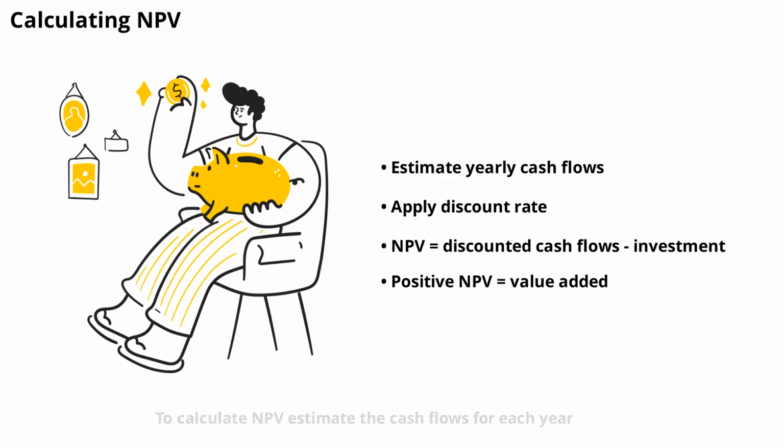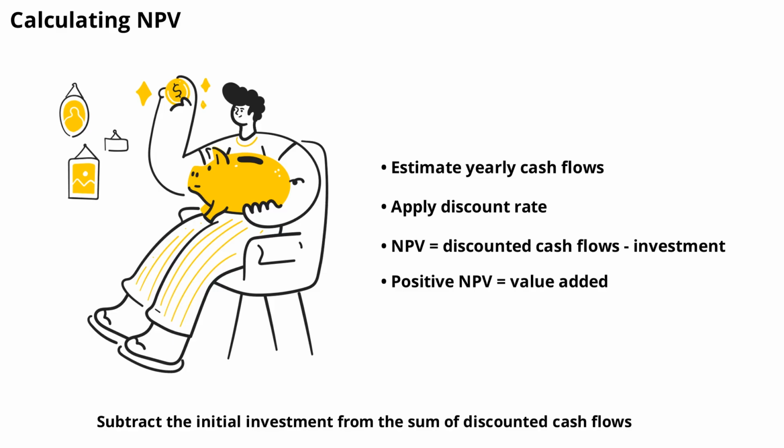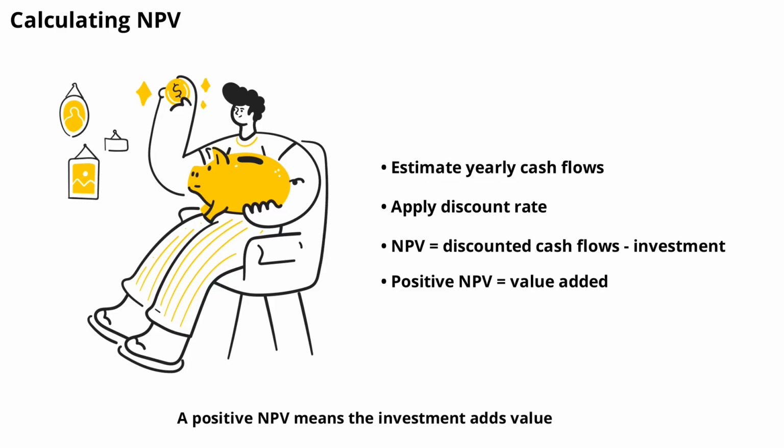To calculate NPV, estimate the cash flows for each year, then discount them using a chosen rate. Subtract the initial investment from the sum of discounted cash flows. A positive NPV means the investment adds value. While this calculation is more complex, many online calculators can help you get accurate results.